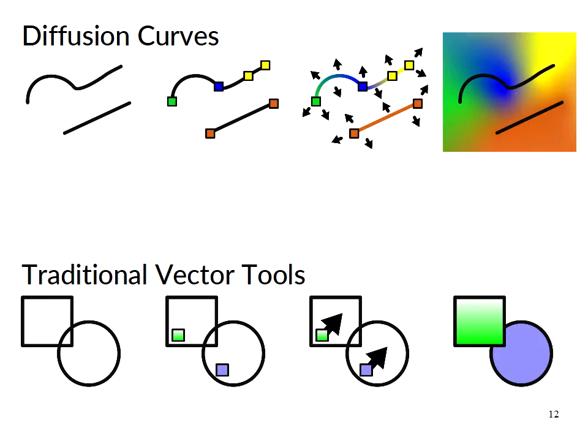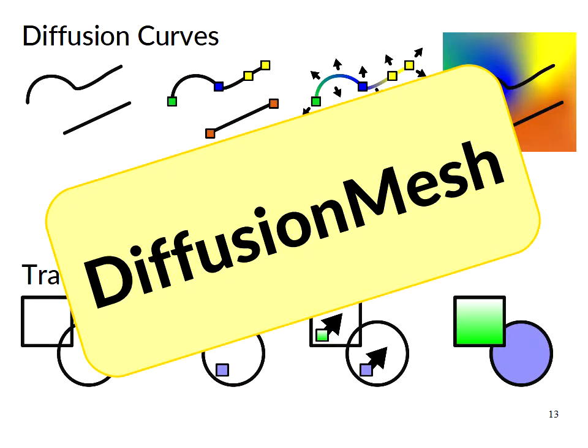And although diffusion curves are very good at creating smooth gradients that can fill irregular shapes, traditional vector graphics tools still have their advantages. They're very good at compositing different shapes together in different layers. And what DiffusionMesh tries to do is merge these two graphics models together so that we can have the powerful gradients of diffusion curves from within traditional vector graphics tools.